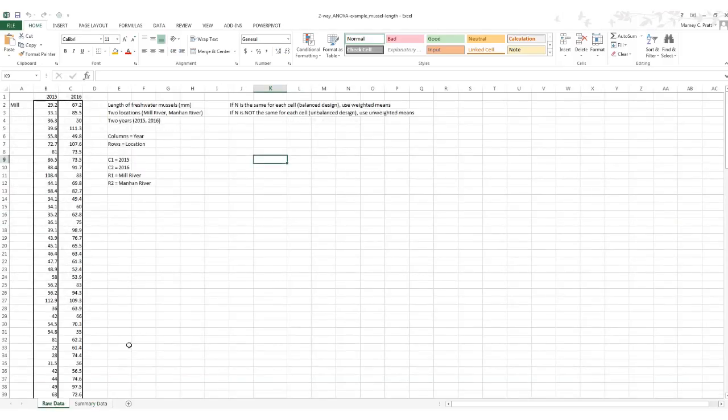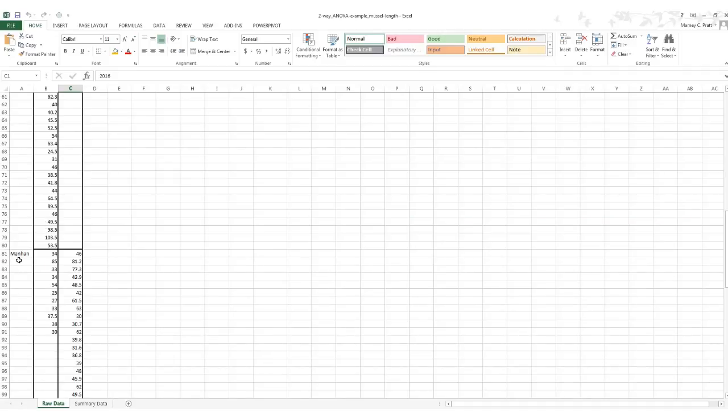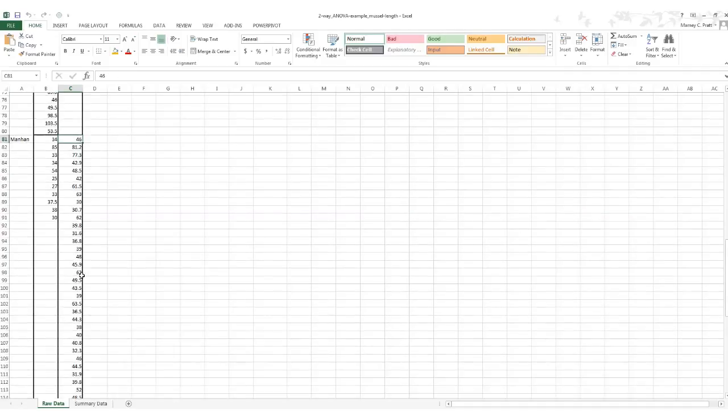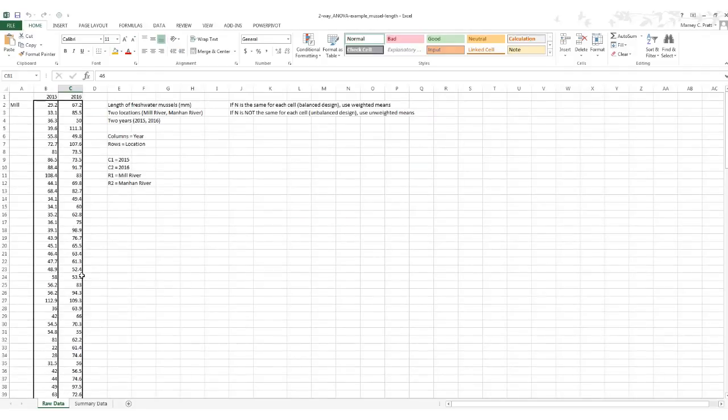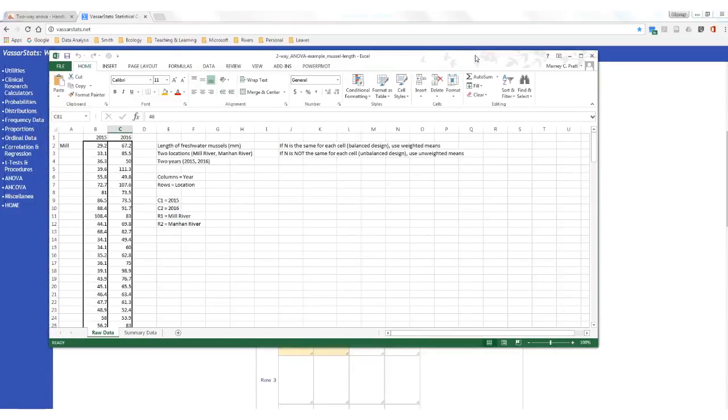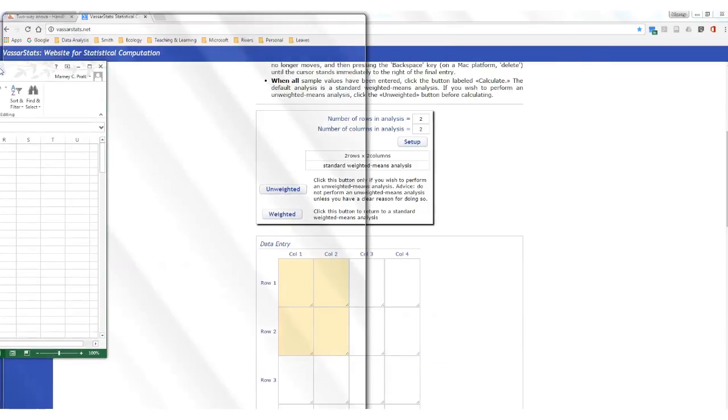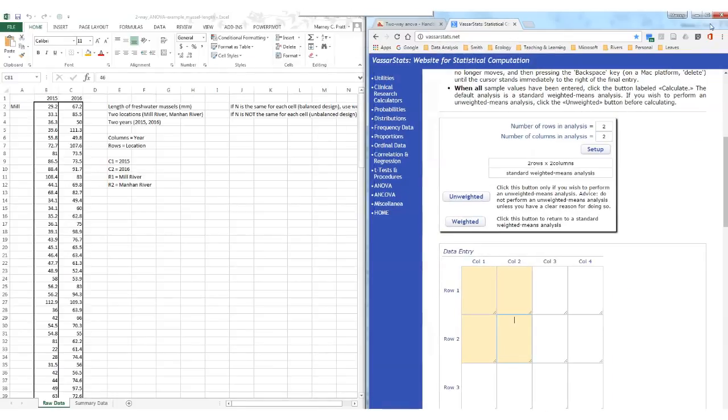So the muscle length data, we've got the Mill River in 2015 and 2016, and we've got the Manhan River in 2015 and 2016. I've just set it up so that I have the data arranged like how we're going to put it into VassarStats. I think I'll make this a little smaller so we can see both of them at the same time.